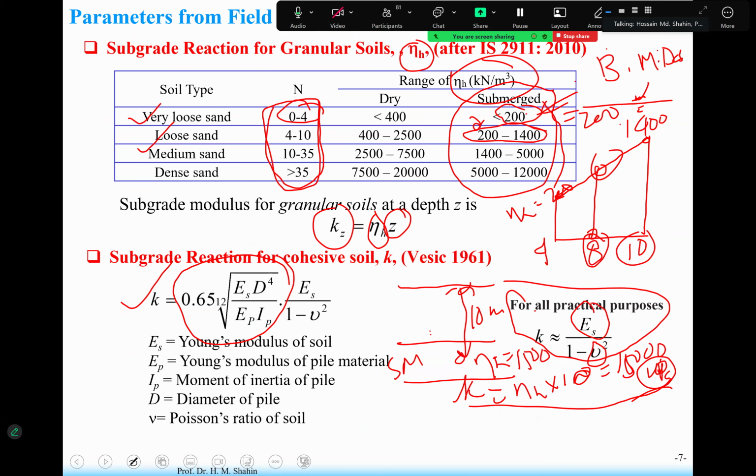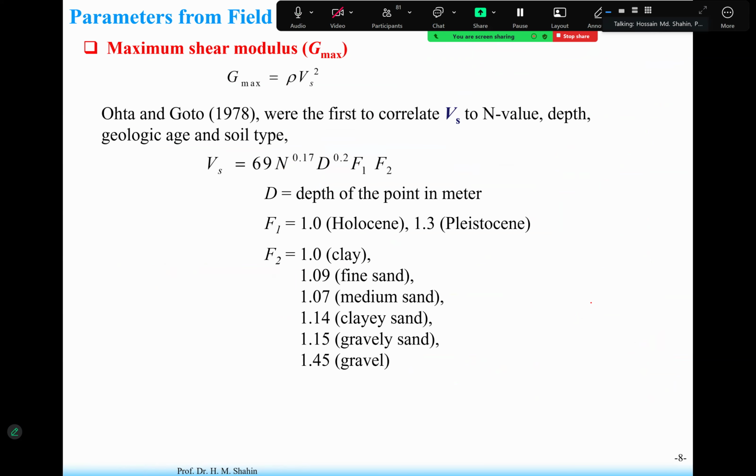And you already know how to calculate this E, so you can get the subgrade reaction of cohesive soil. Then another parameter you have to calculate, mainly for earthquake, is Gmax, the shear modulus. Gmax is rho Vs square. We need this, and this is the equation usually we use.